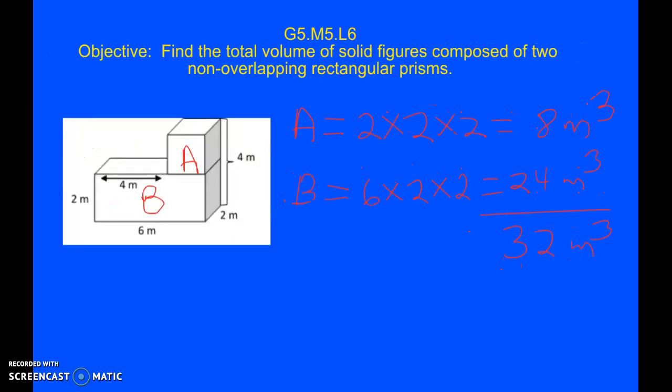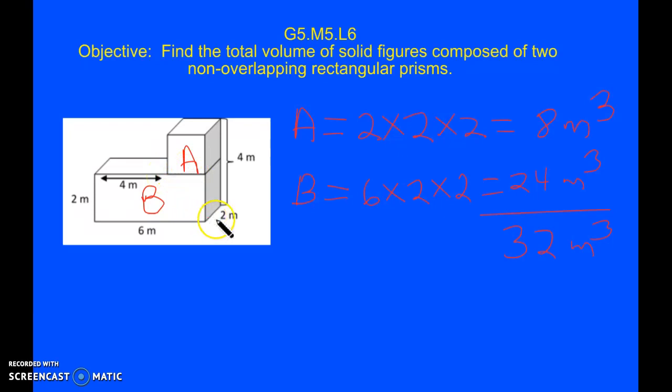Okay, now in this second example, again, I'm going to break my figure up into rectangular prism A and rectangular prism B. And we'll start here trying to decipher length. Well, we know the entire length of the bottom is 6 meters. We know from this portion to this portion is 4 meters. 6 minus 4 equals 2. That's going to leave my width of my box A at 2 meters.